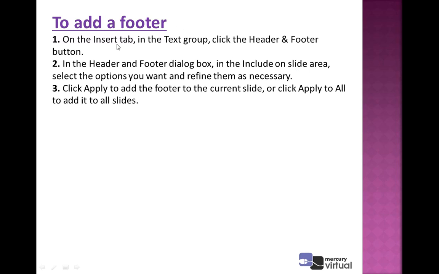How to add a footer? Go to the Insert tab, go to the Text group, click the Header and Footer button. Then use the Header and Footer dialog box. In the Include on slide area, select the option that you want and refine them as necessary.